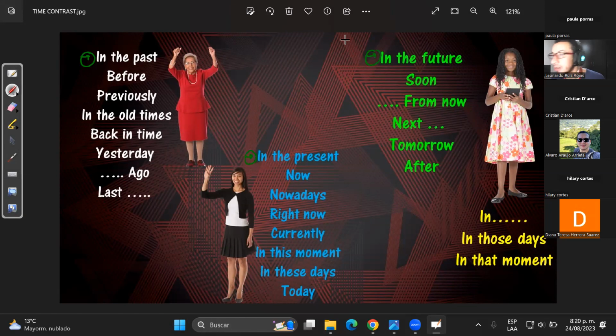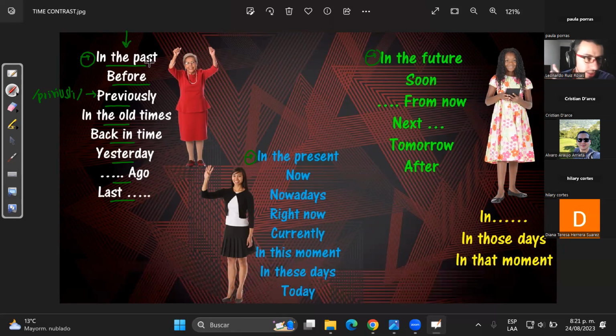Ready? My dear Liliana, help me with the first column, reading the expressions in the past. In the past, before, previously, in the old times, back in time, yesterday, ago, last. Okay, very good. Pronunciation of this one? Previously, good, very good. In the old times, back in time, yesterday, ago, and last.